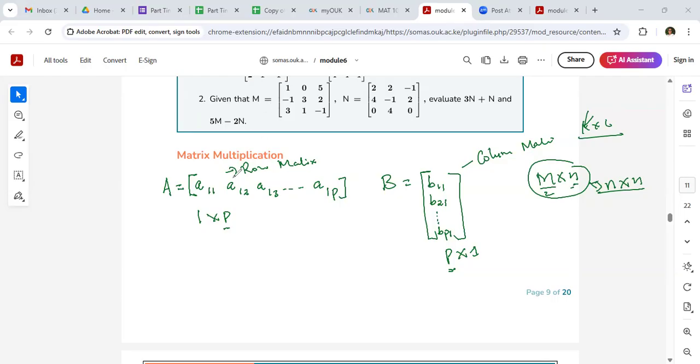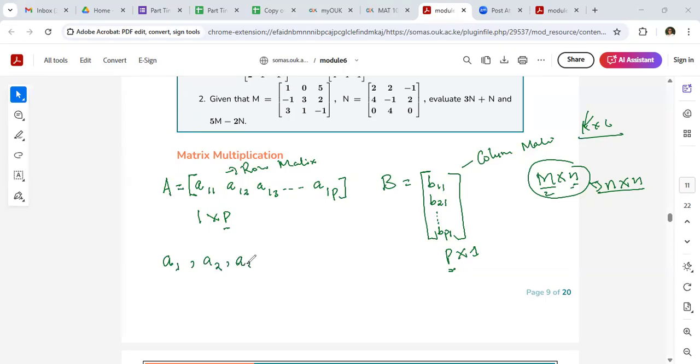So, for example, let's take just a real life case. Let's go back to a hardware case. I say that on day one, I sold A1 copper rods. On day two, I sold A2 copper rods.